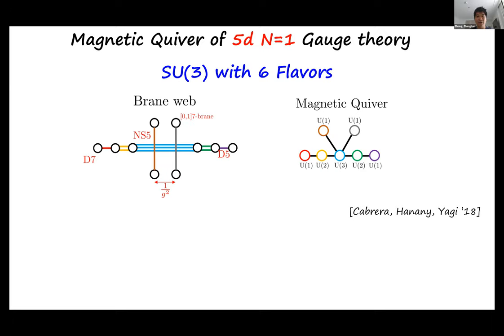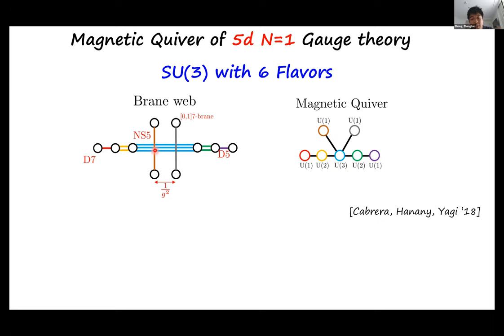Okay, so here is an example. We first look at 5D N=1 gauge theories, and we'll be looking at an SU(3) gauge theory with 6 flavors. So for this gauge theory, how do we find the magnetic quiver? Well, the most natural way to do so is using a brane setup. On the left-hand side, we have the brane setup. We have lines, which represent the 5-branes, and circles, which represent 7-branes. The 7-branes extend into your computer screen, and the 5-branes are suspended between them and move along the 7-branes. The positions of the 5-branes along the 7-branes parameterize the Higgs branch of our theory. And this is why this brane setup tells us about the Higgs branch.